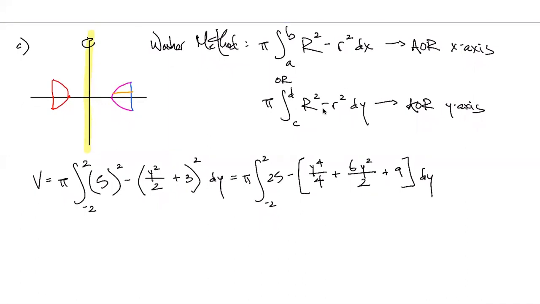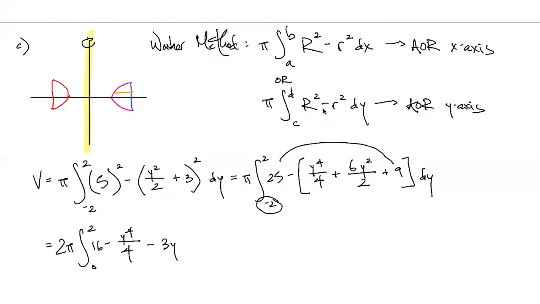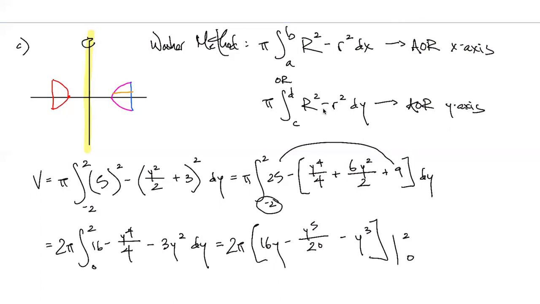Now I'm going to use that idea of symmetry again. I'm going to change the bottom bound to zero, and I'm going to put a 2 in front of the pi so that I can double the answer. So 2 pi, the integral from 0 to 2 of, let's see, 25 minus 9 is going to give me 16. Minus y to the fourth over 4, and then minus 3y squared dy. Now everything from here is just integrating using the power rule. So 16y minus y to the fifth over 20 minus y cubed, and I'm going to plug in 2, and I'm going to plug in 0.